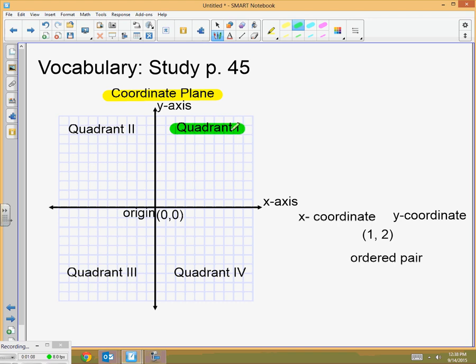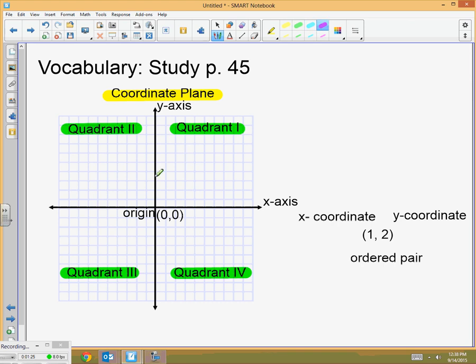Quadrant 1 is in the upper right-hand corner. Quadrant 2 is in the upper left. Quadrant 3 is in the lower left corner. Quadrant 4 is in the lower right corner. So those are your 4 quadrants.